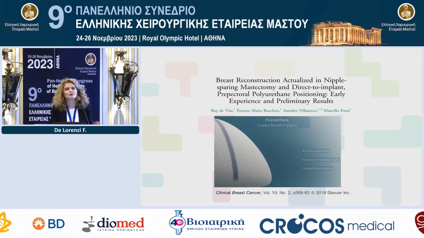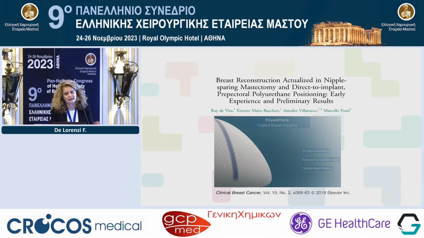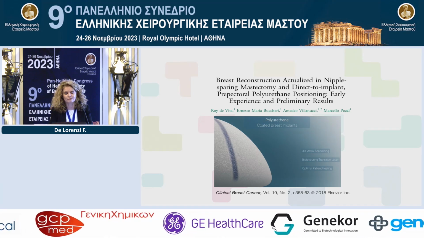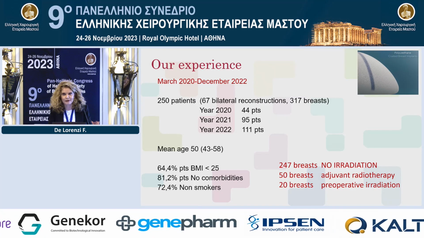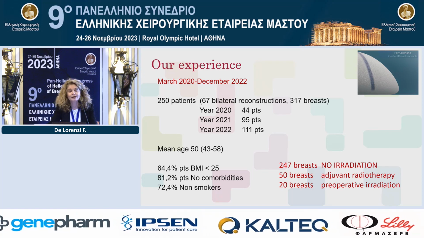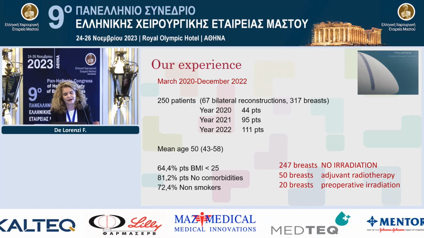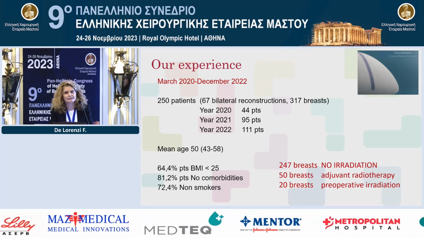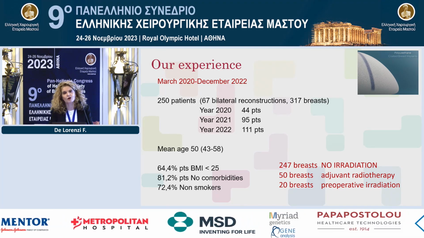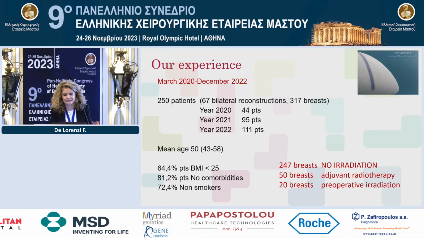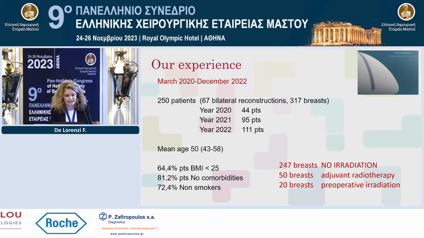But then in 2020, we also started using the foam-coated polyurethane implants, first described by Roy De Vita in 2018. And these are the numbers at the Institute. From March 2022 to December last year, we enrolled 250 patients. 67 procedures were bilateral reconstructions, so altogether 317 breasts. We enroll an increasing number of patients year by year.